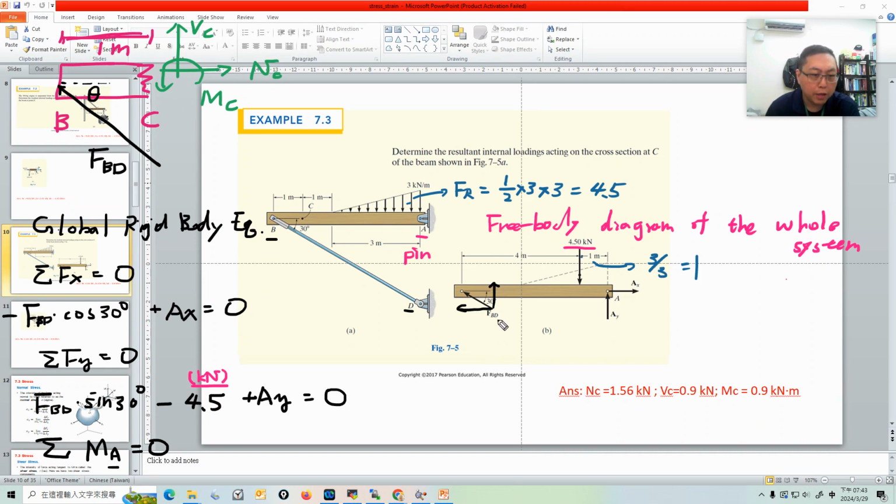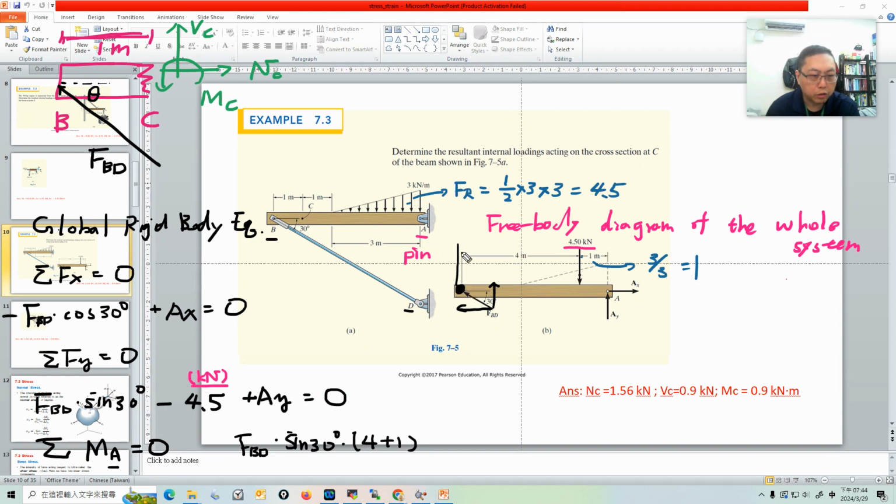FBD will create a moment. The vertical component of FBD will create a moment with respect to A. So it should be FBD times sine 30 degrees. Be careful, it's acting at here, so the moment arm will be 4 plus 1.